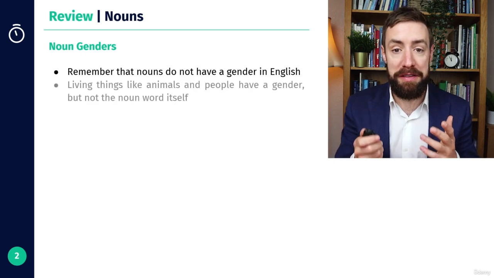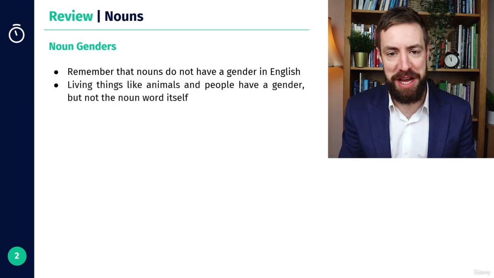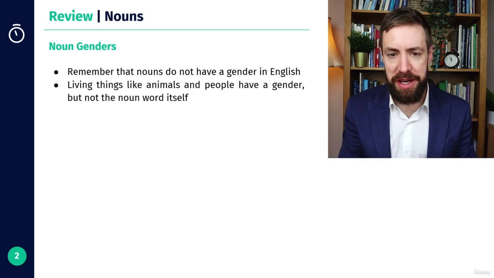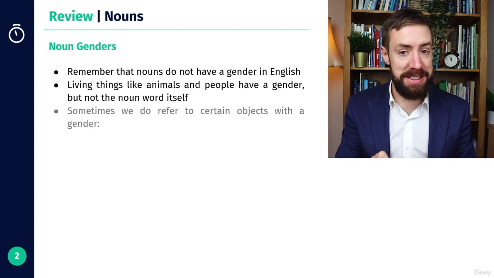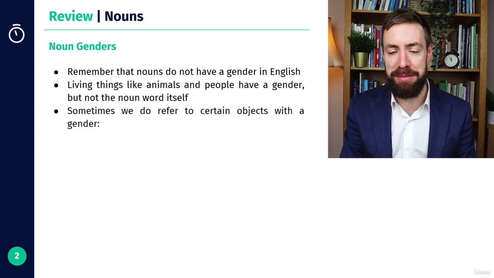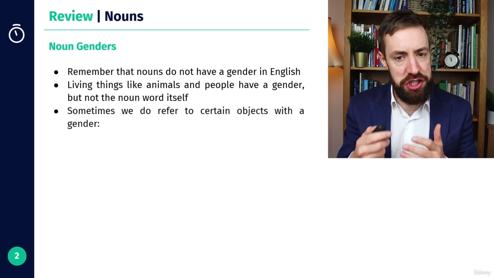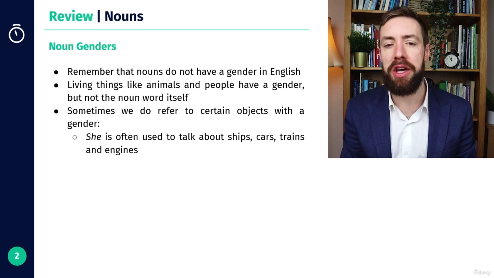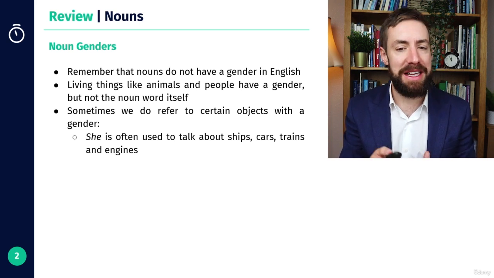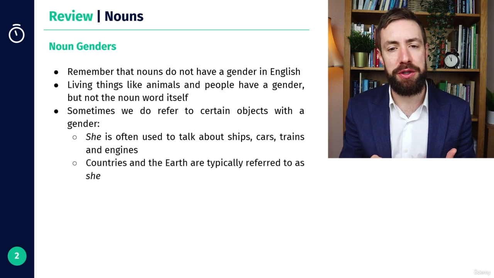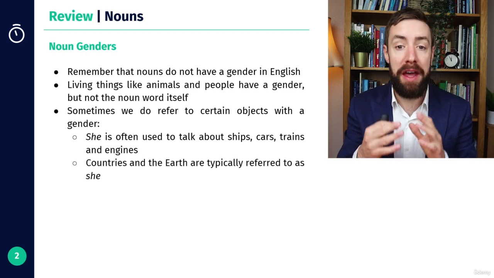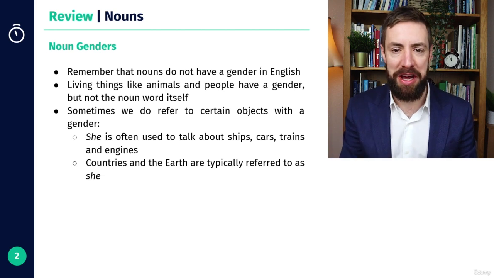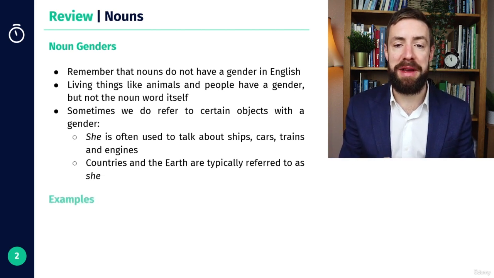Of course, living people and things have a gender, but the nouns themselves, the words, don't, in most cases. There are some exceptions when we would say she. So, for example, you might talk about a ship or a car or something like that as a she. And sometimes we talk about countries or the earth as a she. But almost all the time, there's no gender. And we can take a look at some examples.